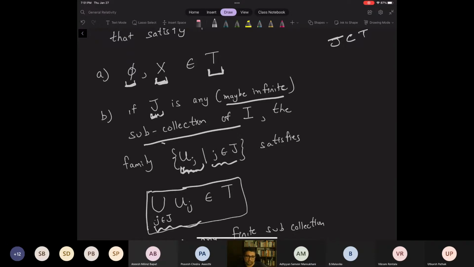Okay, that is a condition that you demand on T. So let's think about X. This is X. I take any number of subsets of this. If I think of a Venn diagram, this is one subset U1, this is another subset U2, this is another subset U3. These are potentially overlapping subsets.